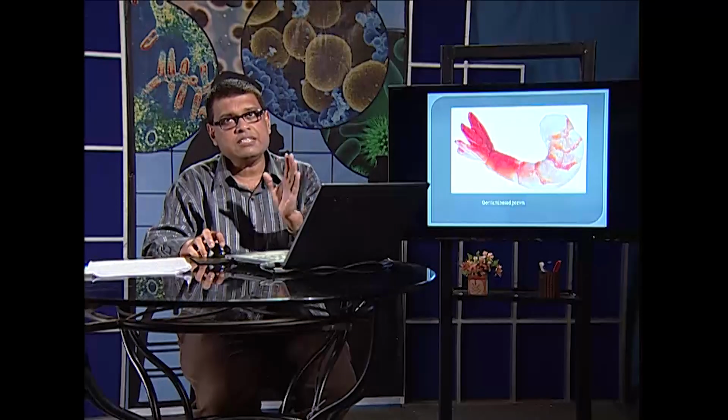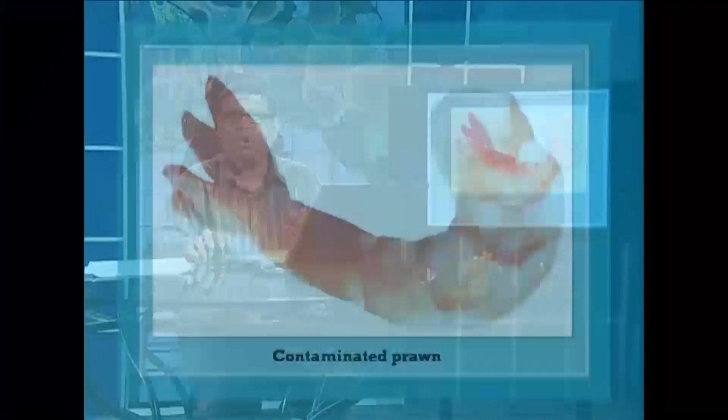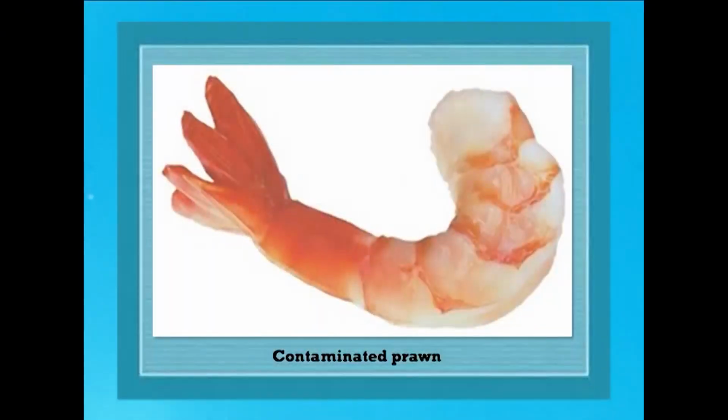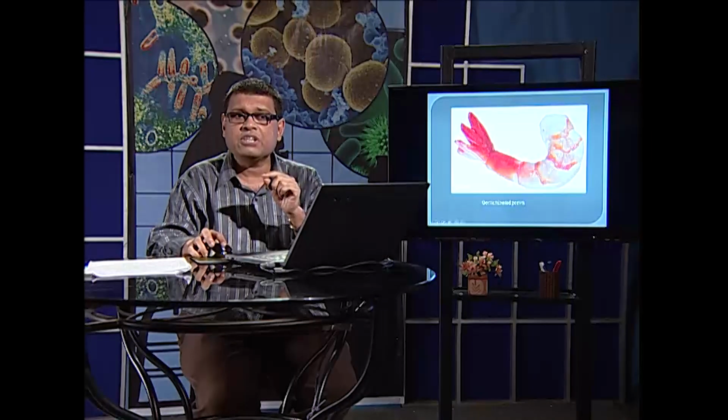We come to another type of organism which is not fish, but prawn. We call it crustacea. Crustaceans get contaminated by bacteria and dinoflagellates, and they can easily be understood by their color. So for a crustacean which is naturally red in color, it becomes very difficult to understand whether there is contamination or not.